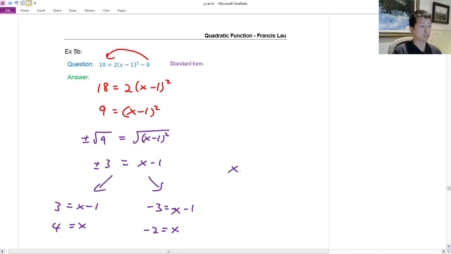So I have two answers, x1 equals 4, x2 equals minus 2. So again, I can have x element of minus 2 and 4. So it's either this or that as the answer.